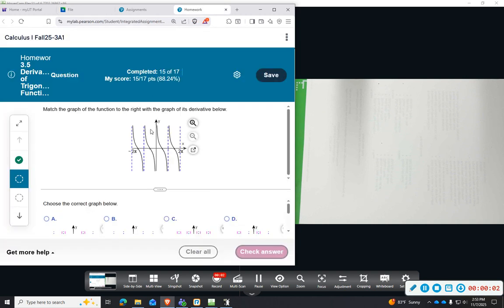All right, question number 16. We want to match the graph of the function with the graph of its derivative. And so you need to be somewhat familiar with the graphs of the trig functions, at least the general shape.